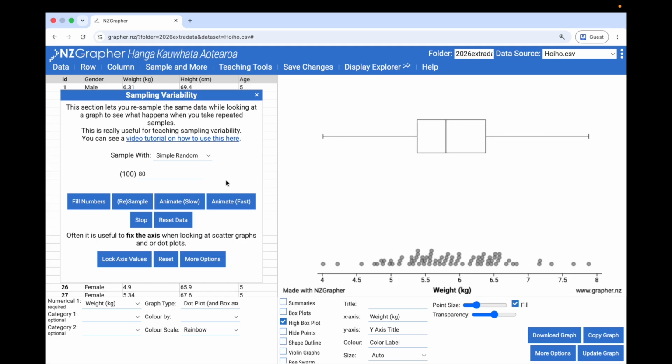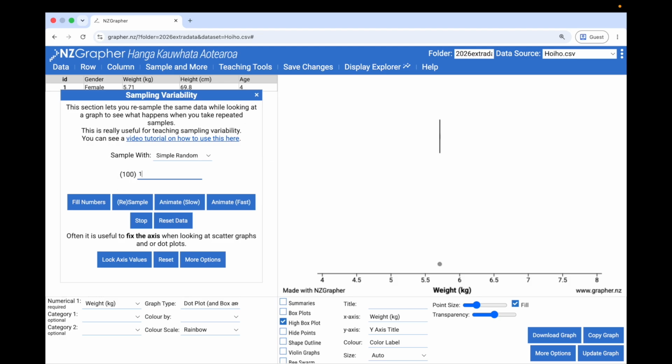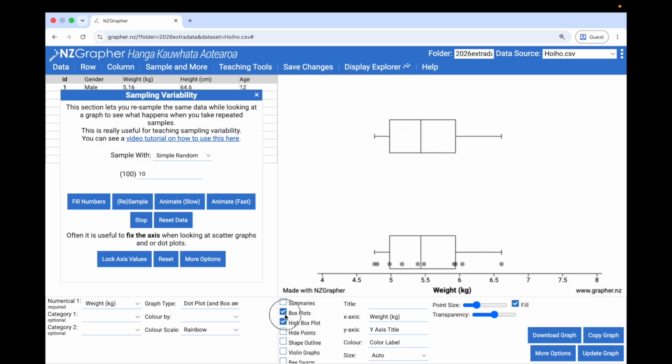But likewise, if I did the other end of the scale, if I only took a sample of 10, we can see that that is all over the place. Particularly if I come and do just a box plot rather than a high box plot. We can see that that one is jumping all over the place.